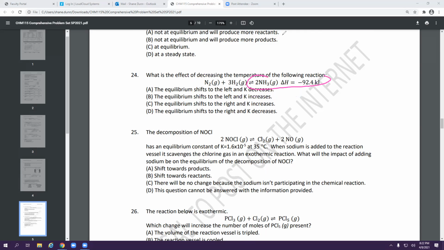The heat's on the product side. And if I take away heat, I'm basically taking away heat. It's going to shift to make the heat come back. You treat heat like a thing, so it's going to shift towards the right, not left. It's been a long day for me. Okay, so it's going to shift towards the right. If I shift towards the right, make more products. Does K get bigger or smaller? Okay, so the answer is C.